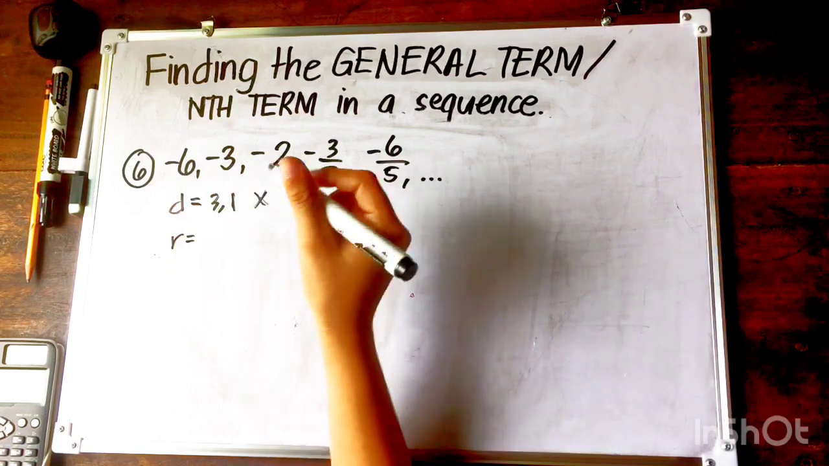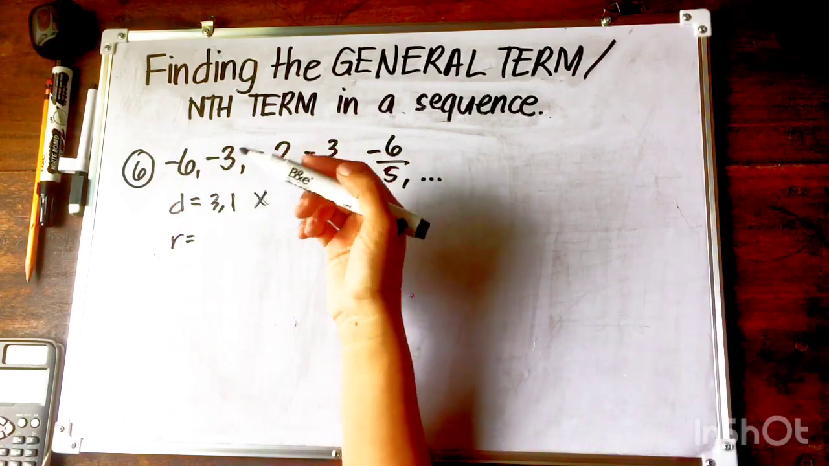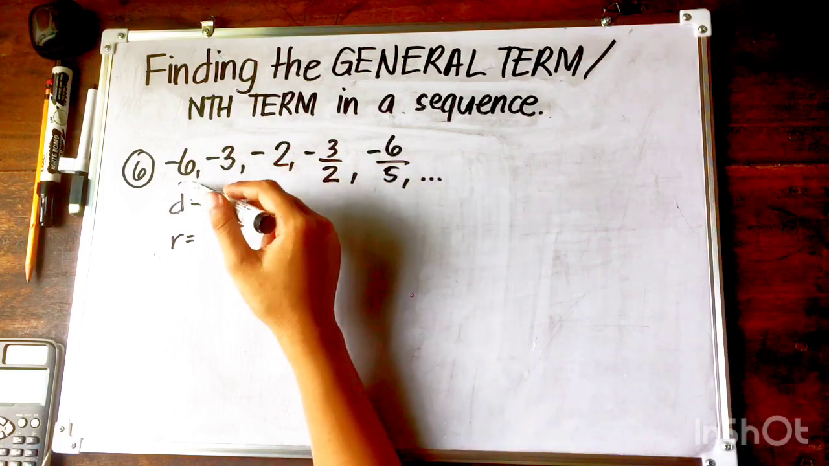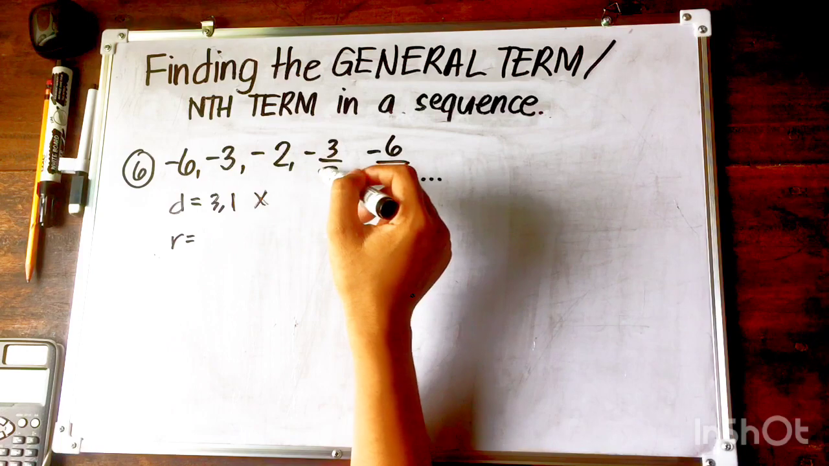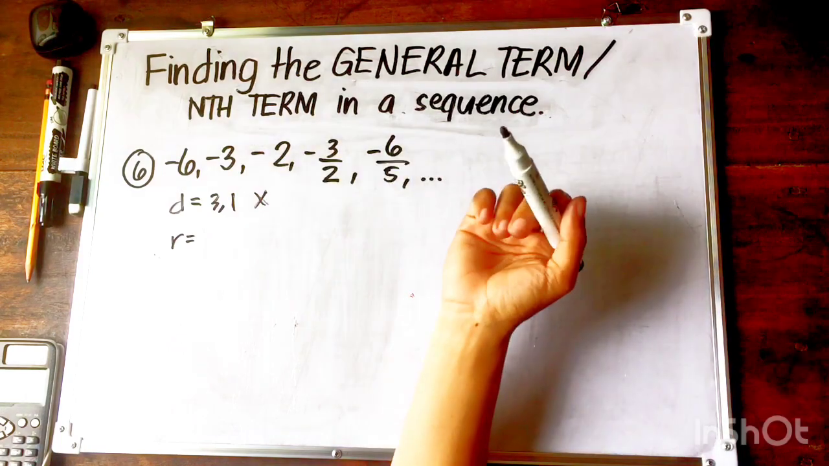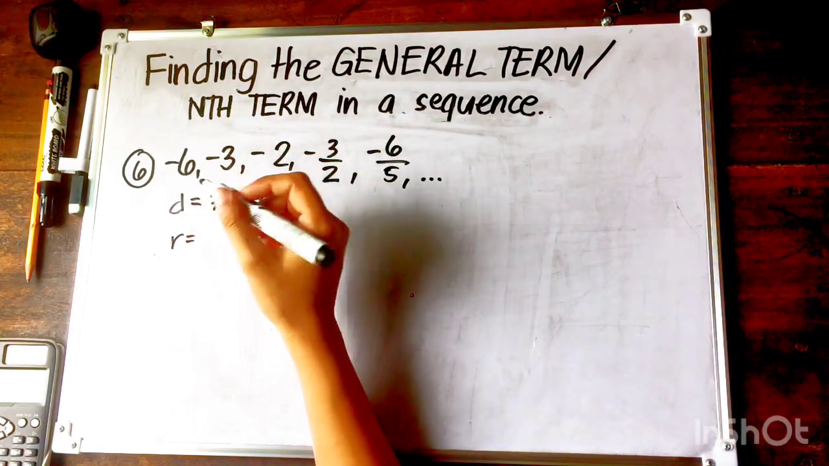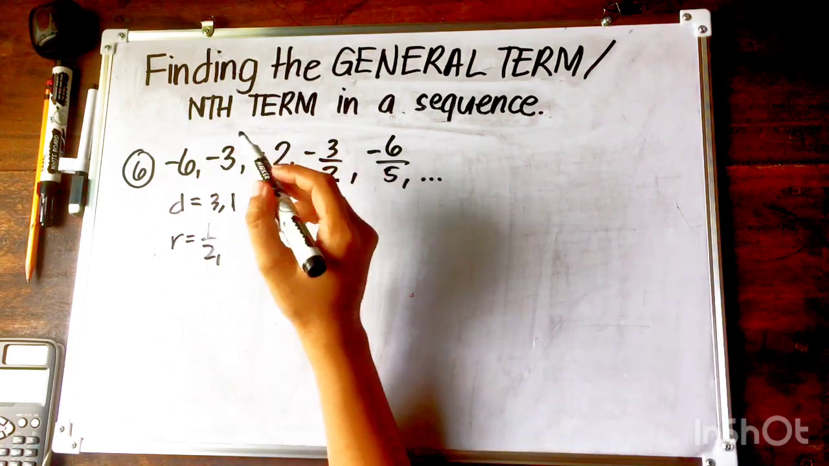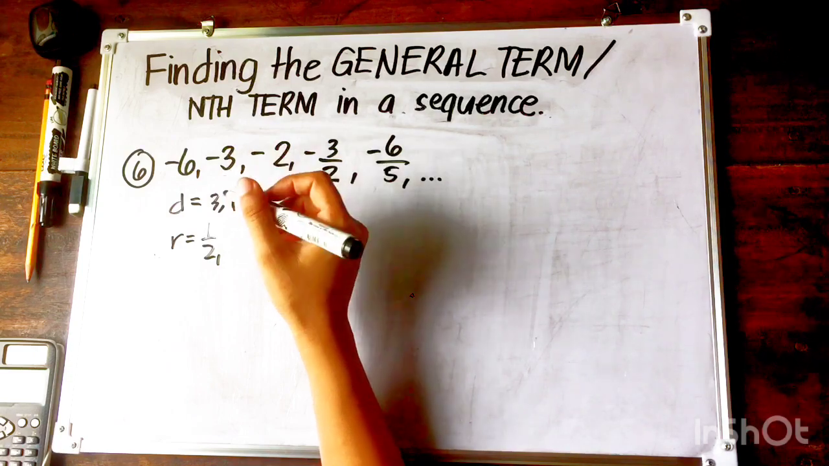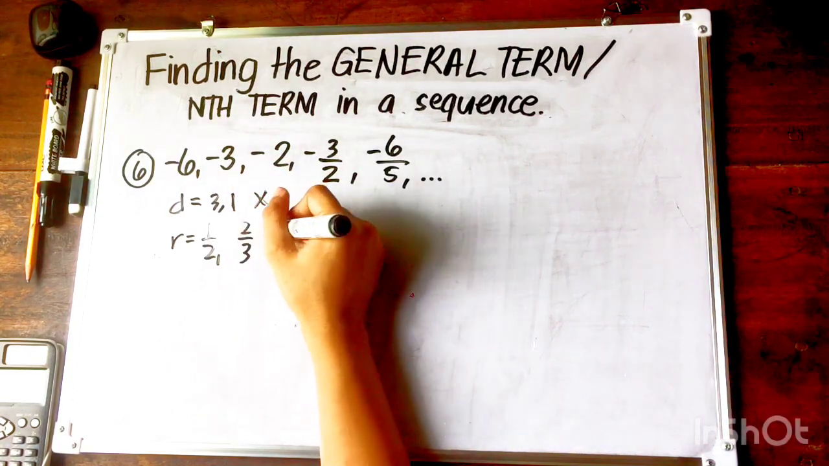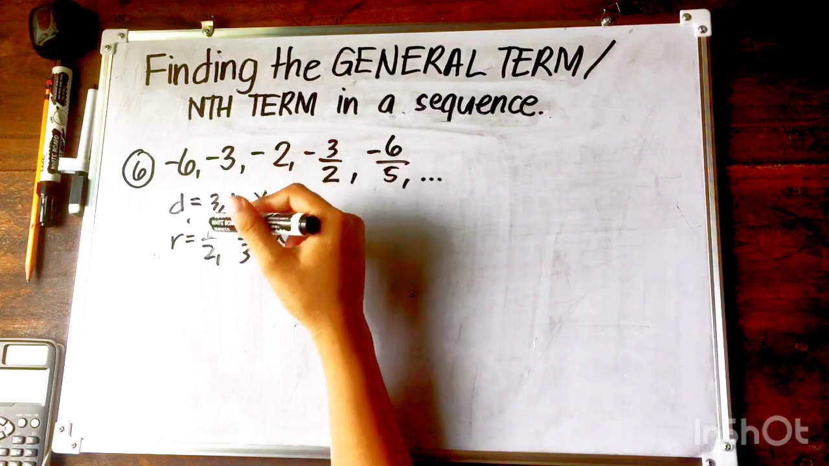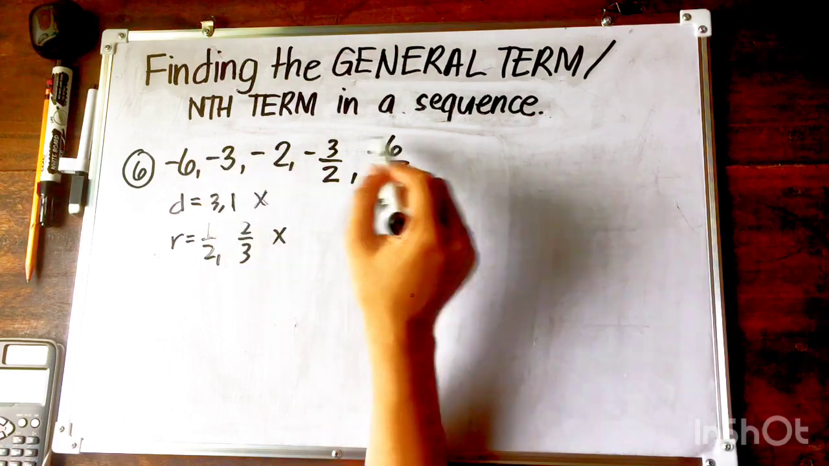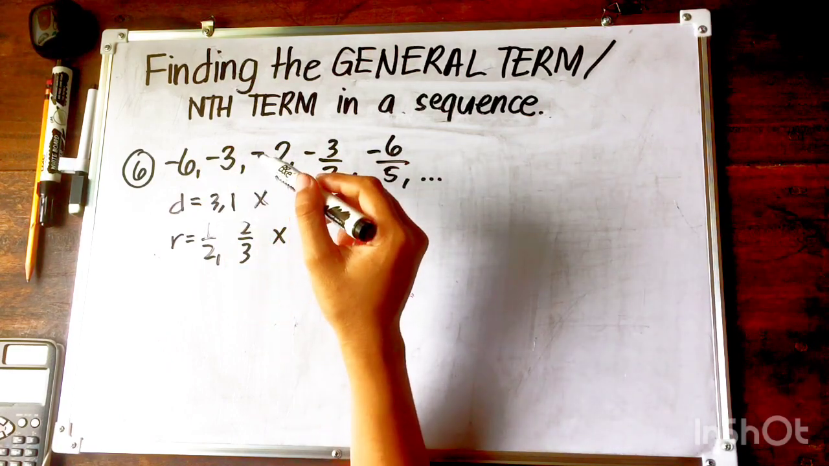Next, ratio naman. Let's check if it has a ratio or common ratio. So, to get the common ratio, just divide the second term by the first term, the third term by the second term, the fourth term by the third term, and so on. So, negative 3 divided by negative 6, so that is positive 1/2. Negative 2 divided by negative 3, so that is positive 2/3. So, magkaiba yung ratio natin, so that means hindi ito applicable dun sa special type of sequence natin.